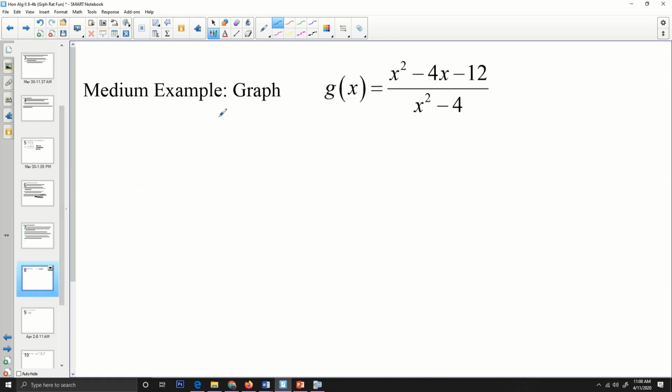So here's our first example, and I call this a medium example. My suggestion is always going to be to try and factor both the numerator and the denominator. And so when I ask myself what two factors of -12 add up to -4, it's fairly easy. It's x minus 6 and then x plus 2.